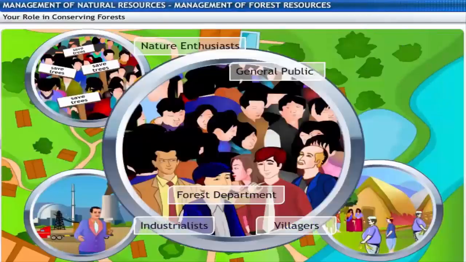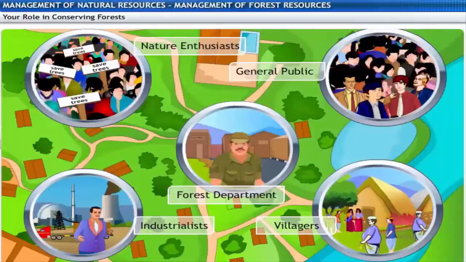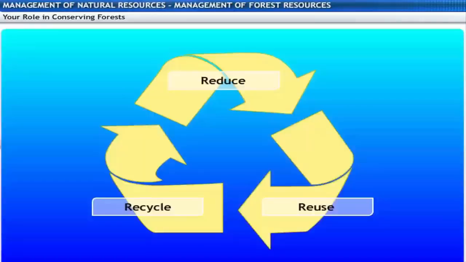Even you as an individual are a stakeholder in conserving our forests. There are a lot of things you can do to help conserve our resources. You must have heard of the 3 R's: reduce, reuse, and recycle.